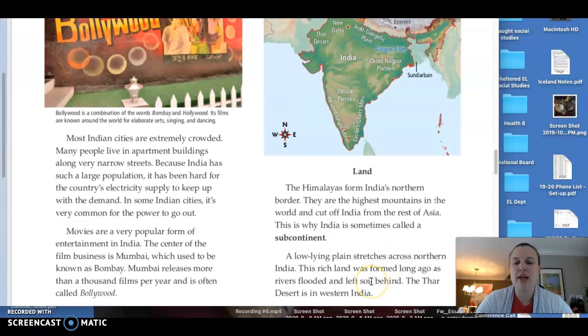A low-lying plain stretches across northern India. This rich land was formed long ago as rivers flooded and left soil behind. The Thar Desert is in western India. So I want to point out on the map, we have the plain. Plains are that flat land like we have in the Midwest that's very good for growing crops. And the plain was created by the Ganges River. And then the desert is over in the west. It's called the Thar Desert.